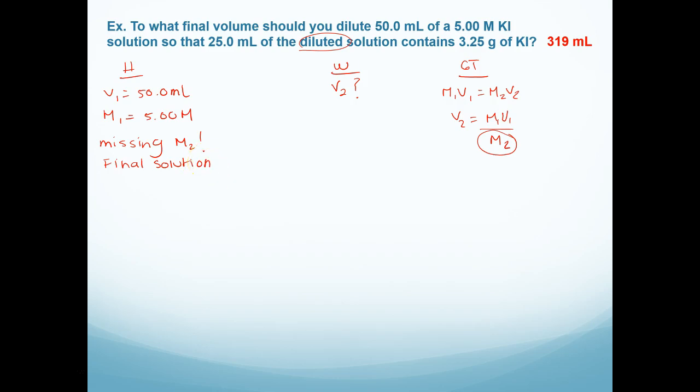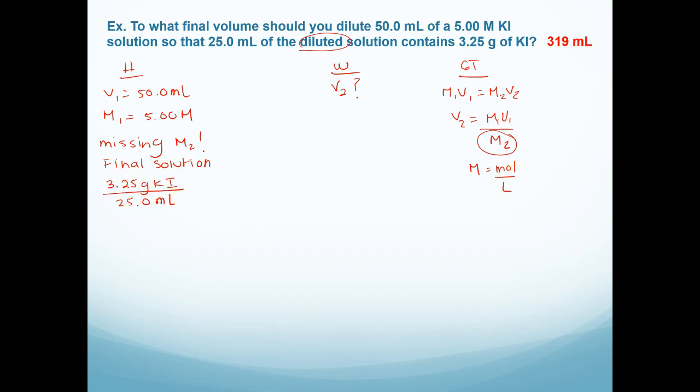So we're given that the final solution contains 3.25 grams of potassium iodide per 25.0 milliliters. So now we need to think about this. If I want these two units of molarity to cancel out, I need to get M2 into the correct units. So I need molarity, and remember that molarity is always equal to moles per liter. So I need to make this look like moles per liter.